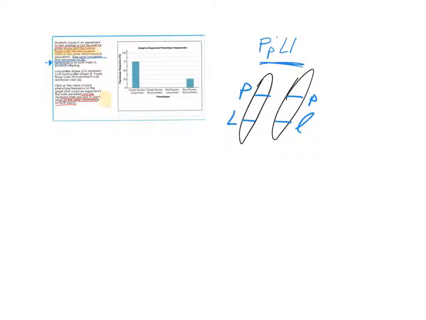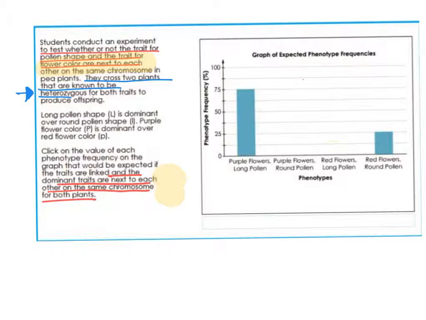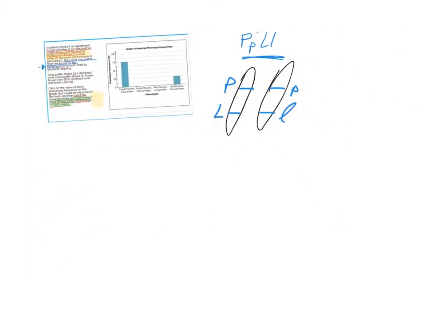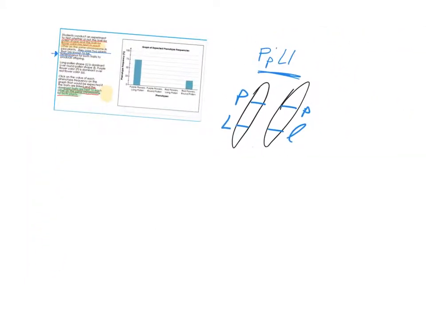They're linked. That word, when you see it on a test, you need to know that's a big clue. When they say either linked or next to each other on the same chromosome, that is a big deal. All right? That means they're going to go together. They move together from cell to cell.